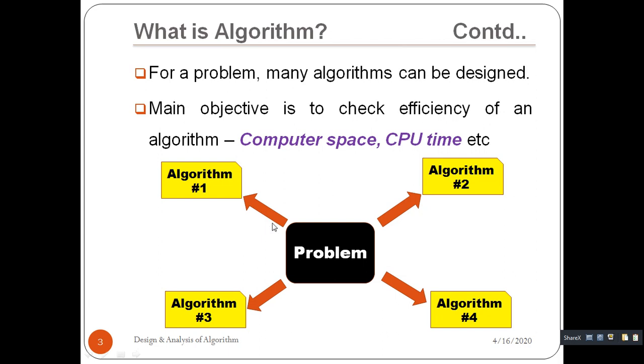Once an algorithm is written, we can check its efficiency by taking these 2 parameters into consideration. The first one is computer space, and the second one is the CPU time. The algorithm which takes less computer space is said to be more efficient, and similarly the algorithm which takes less CPU time is said to be more efficient.